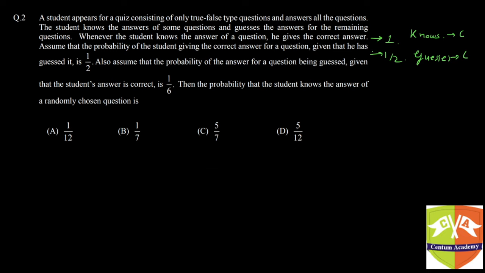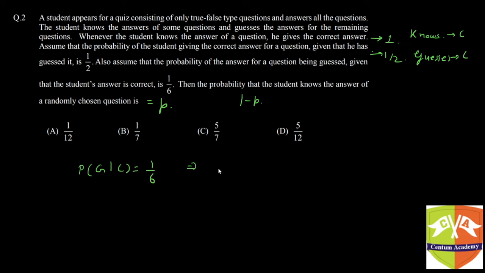And what is the question? Let us read the full question. Let us suppose the probability that the aspirant knows the answer of a randomly chosen question is P. Then the probability that he does not know the answer will automatically be 1 minus P. The probability that he guesses and gets the correct answer is 1 by 6.